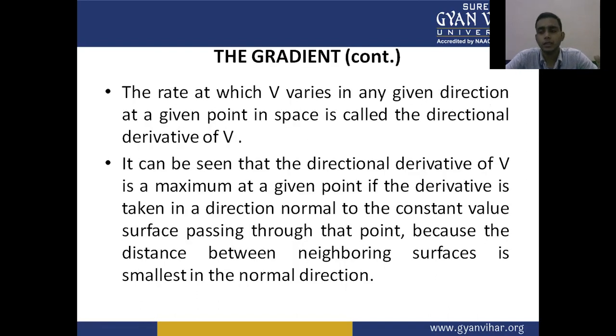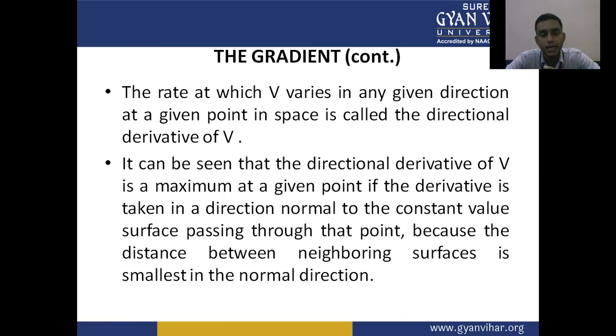The rate at which V varies in any given direction at a given point in the space is called the directional derivative of V, or the directional derivative of the gradient.